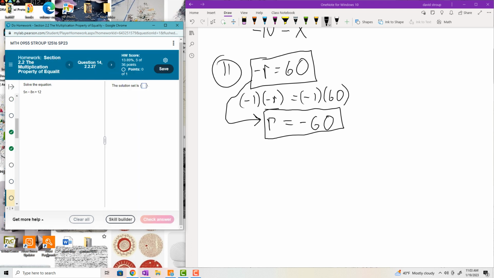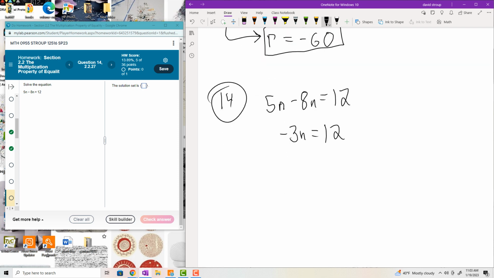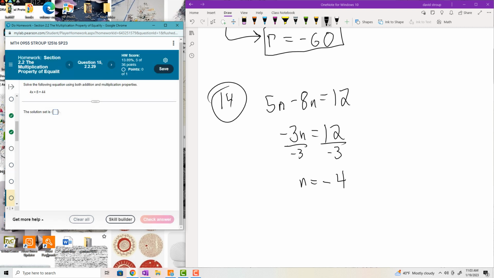Okay, so this one's a little bit different, and we're simplifying before we do anything. So rule of thumb, simplify both sides first if you can. So here I have 5n minus 8n equals 12. 5n minus 8n is negative 3n. And then you're going to divide both sides by negative 3. So on the left you just end up with n. On the right, you have 12 divided by negative 3. Positive divided by a negative is negative. And then you have 4. Okay, so simplify both sides first.